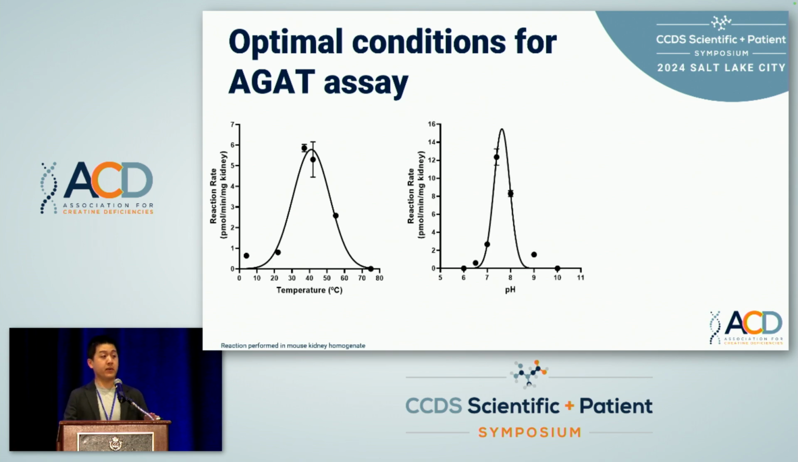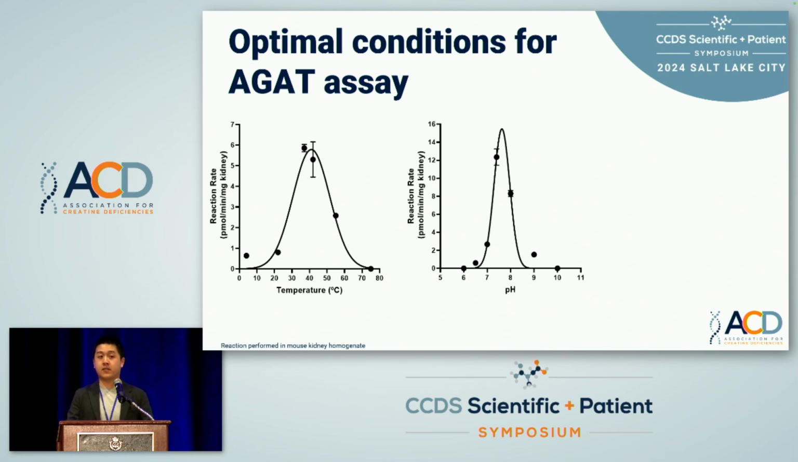Moving on, we did the same thing with pH, looking at pHs ranging from 6 to 10, and the ideal is around 7.6. With these observations, an ideal temperature of 37 degrees and an ideal pH of 7.6, this makes sense because these are the conditions found under human physiological conditions. And so it makes sense for AGAT to act ideally under those circumstances.